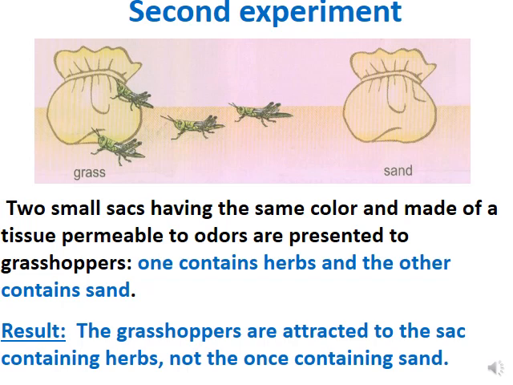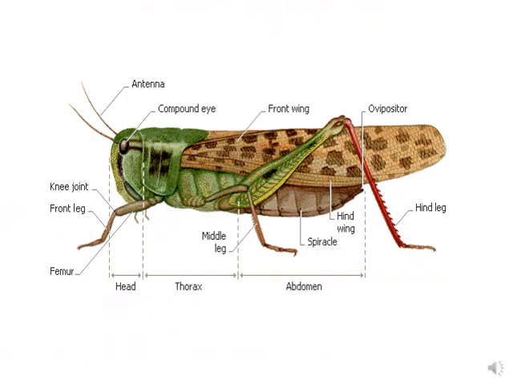Second experiment, two sacs have the same color and they are made of tissue permeable to odors. It allows the odor to go through. They are presented to the grasshopper. One contains herbs, meaning that it contains plants, and the other contains sand. So the grasshoppers are attracted to what? They are attracted to the sac containing the herbs and not the one containing the sand, due to the smelling of the sac containing the herbs.